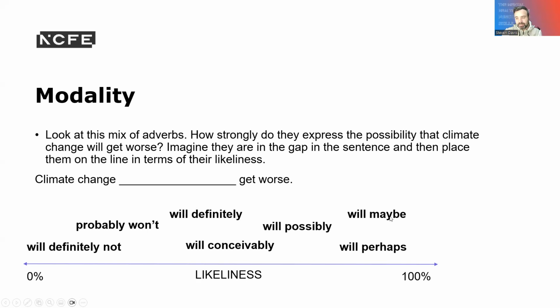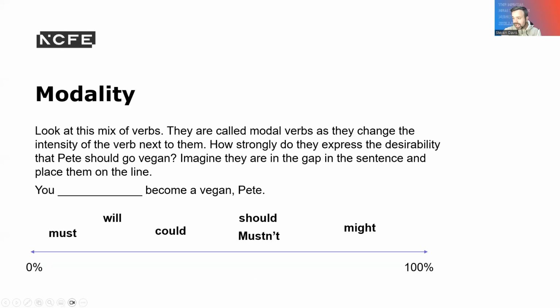Climate change probably won't get worse. Climate change will possibly get worse. Climate change will maybe get worse. Climate change will definitely not get worse. So you can see how that works, can't you? So looking at the more likelihood there. So look at this mix of verbs.